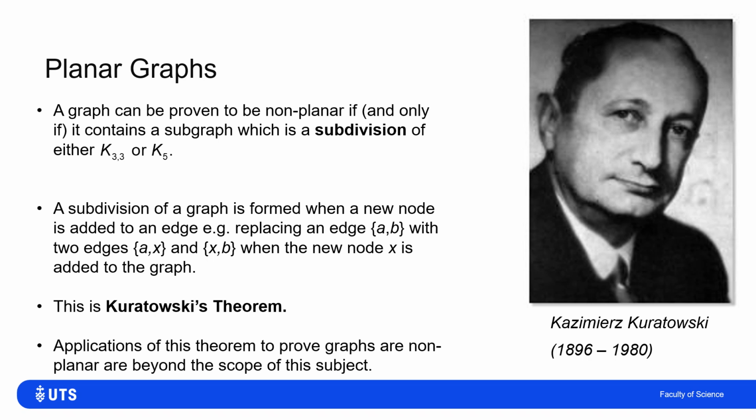Even once we've got this definition, actually spotting that I can find subgraphs which are one of these two, or that I can find subgraphs which are subdivisions of one of these two, is far, far from trivial. But I will end with a rare appearance of a mathematician who's not called Leonhard Euler. So proving that a graph is non-planar is not something that we will have to do in this subject.